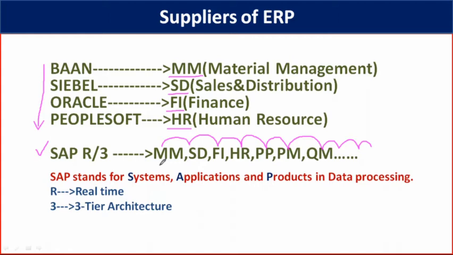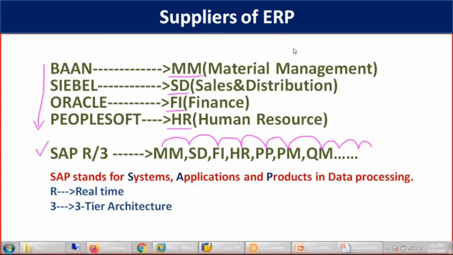So SAP R/3 is nothing but real-time 3-tier architecture. What is that? We'll come to know. The single tier, 2-tier, 3-tier. The first topic is architecture only. We'll be discussing that later. So this is about architecture. We'll see that. But the advantage of SAP, why is SAP a better ERP?